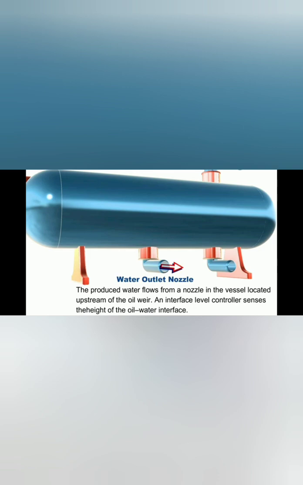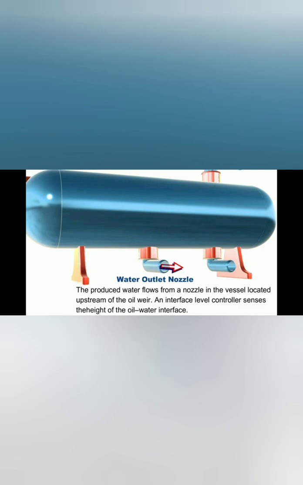Then the water, which is called interface or produced water, flows from a nozzle in the vessel located upstream of the weir. An interface level controller senses the height of the oil-water interface. So on the upstream of the weir we control the interface level of water.